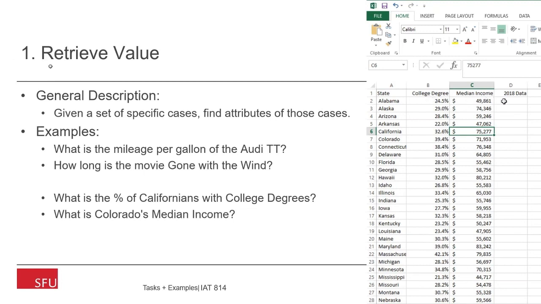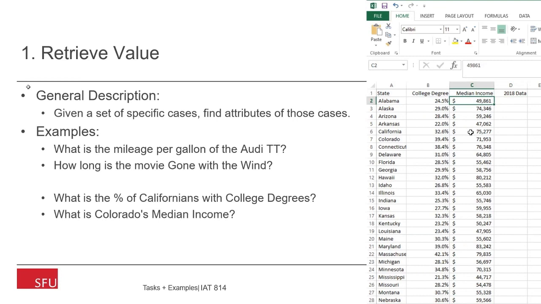This is, as the little label up here indicates, 2018 data. What I've done is gone to public data sources and gotten an estimate of the number of people in the state who have a college degree, and a separate estimate from a different source of what the median income is for each state, and that is from 2018. That's income data.